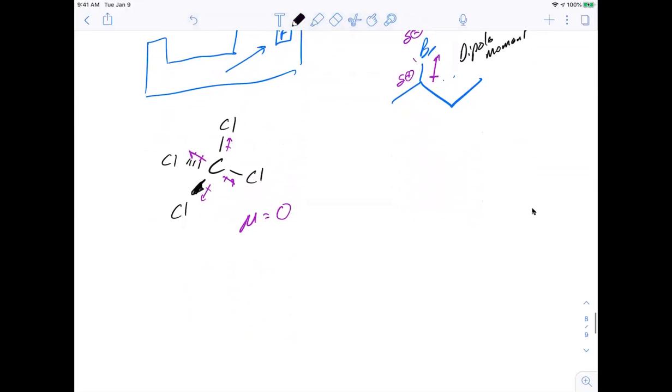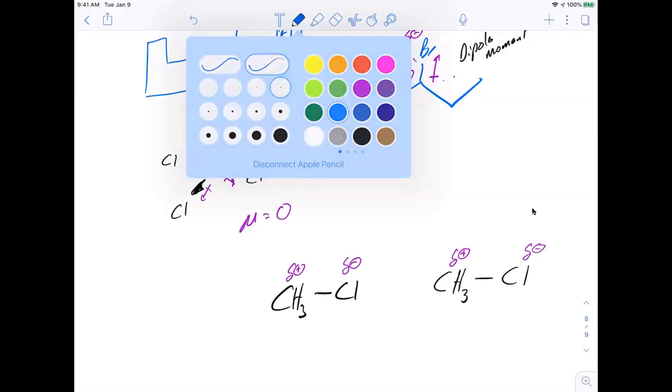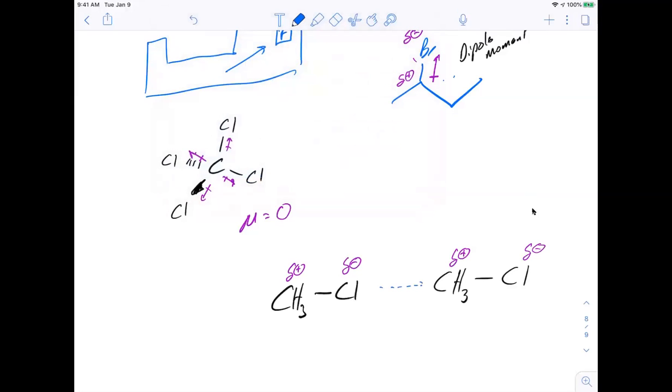Where this gets into intermolecular forces, and I need to know whether it has a dipole moment or not, is that when we see something like this, there is going to be an attraction between the partial negatives and the partial positives.